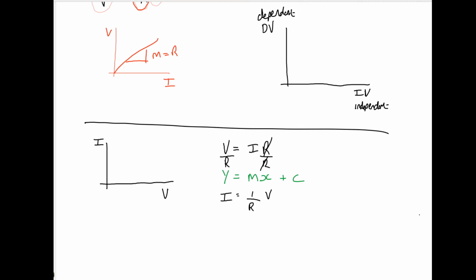V divided by R is the same as 1 over R times V. It's exactly the same thing. But now I can match up my variables and constants a little bit better to the general equation of a straight line. I is my y-axis, tick. V is my x-axis, tick. And that means that if I have a gradient, that gradient is going to be not resistance, but 1 over resistance. So when I come to do the analysis part of this experiment, then if I want resistance, I'll work out the gradient of the graph, and I'll do 1 divided by that gradient to give me the resistance.